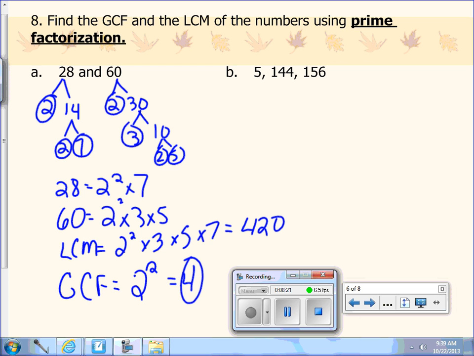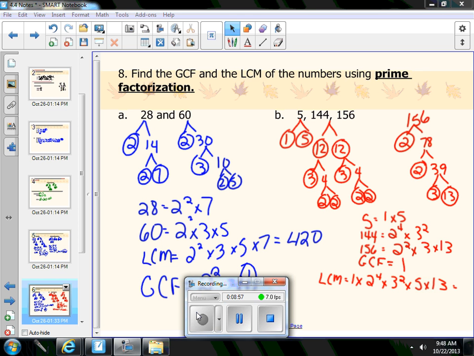So as we did our factor trees, then we do our prime factorization. Then to find the least common multiple, we take each factor to the highest power, which was 2 to the 2nd times 3 times 5 times 7. When you multiply that out, you get 420. Greatest common factor would be 2 to the 2nd. That is what 28 and 60 have in common, 2 to the 2nd. 2 to the 2nd is 4. So their greatest common factor is 4. Now I'm going to pause this. You can do B by using the previous examples to help you out.